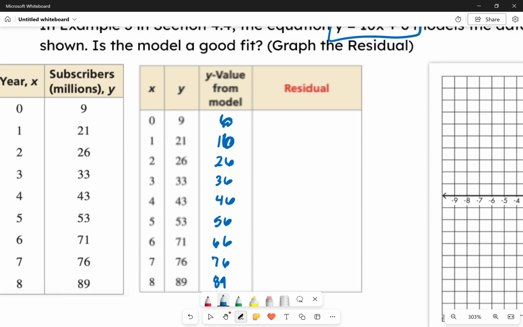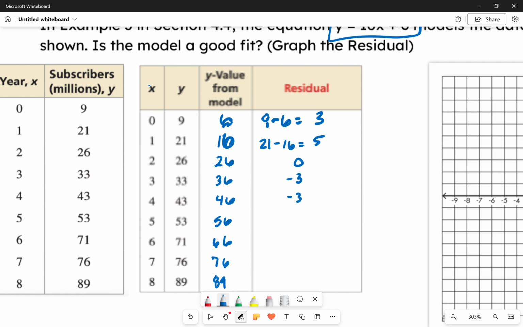Okay, so then how we calculate the residual is we take the original y value and subtract what it should be from the model. Whoa, that was really poorly explained. We're going to take the y value column and subtract from it the one that we just did. So to start with, we get 9 minus 6, which is 3. Okay, 21 minus 16, which is 5. Okay, I'm going to stop writing out all the subtraction. 26 minus 26 is 0. 33 minus 36 is negative 3. 43 minus 46 is negative 3.